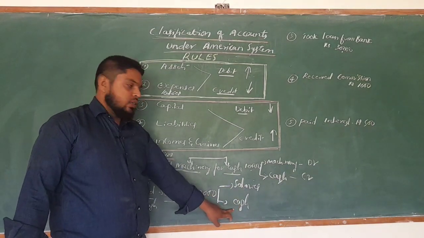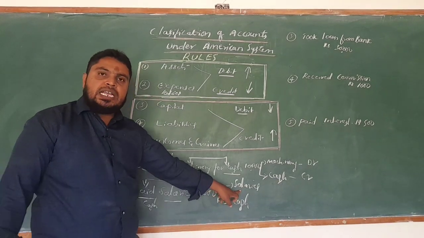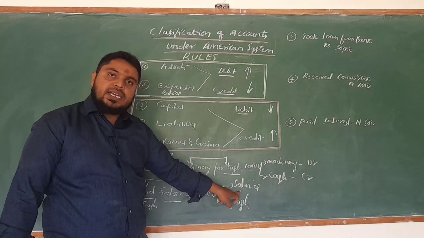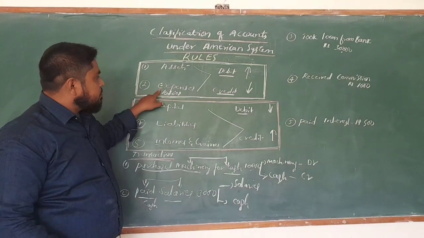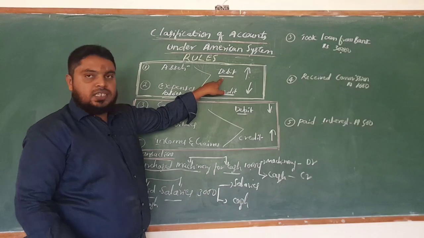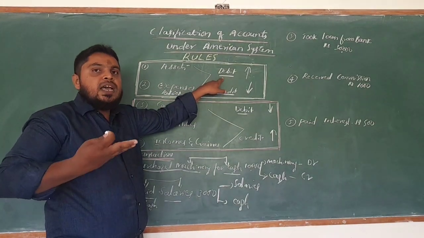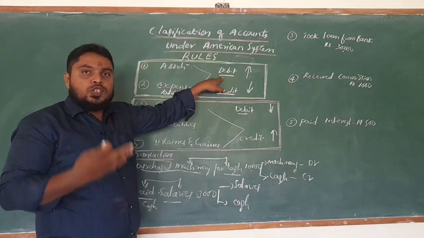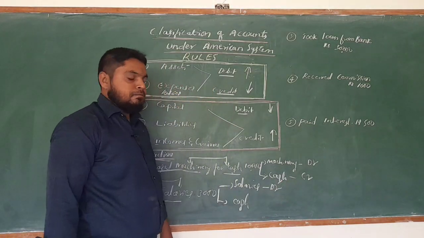Salaries and cash. Salaries is an expense. Paid salaries, rent, wages, interest, commission are expenses. Expenses rules: debit increases. If you are paying expenses, it is an increase. An increase in expenses should be debited. So you are paying expenses, expenses are increasing, so it should be debited.